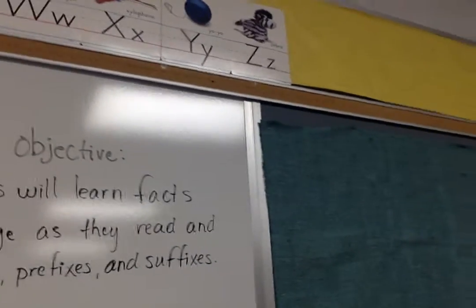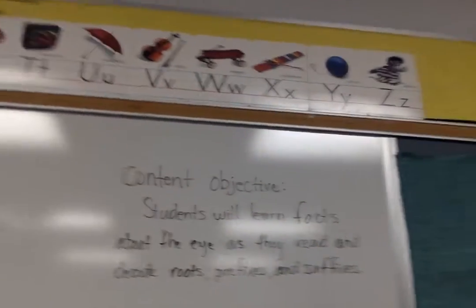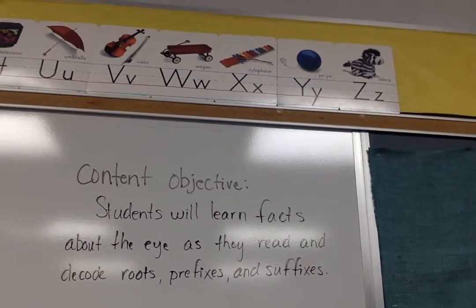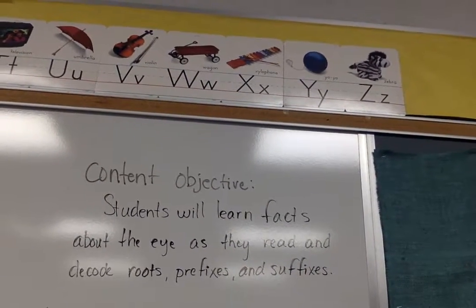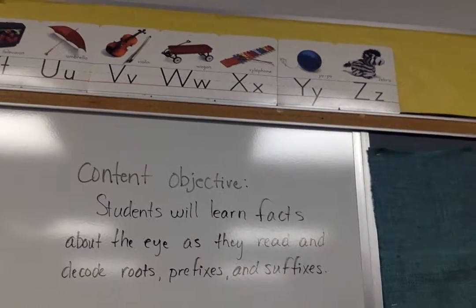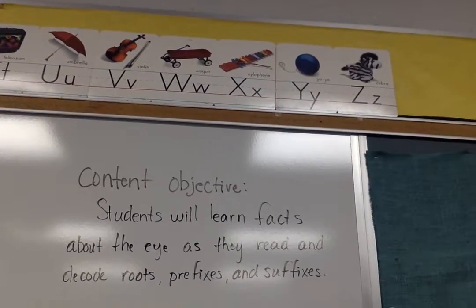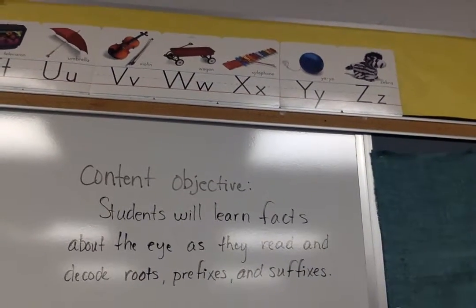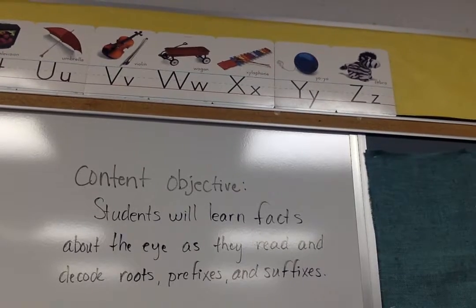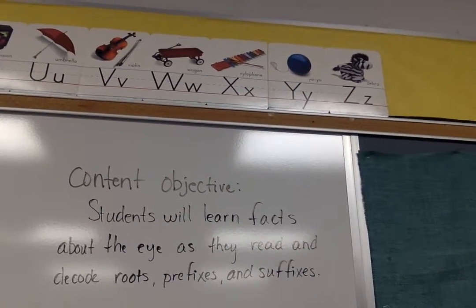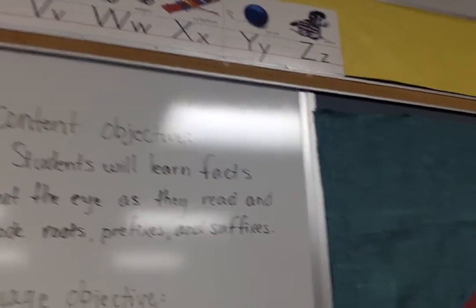First of all, we have our content objective. It says today, students will learn facts about the eye as they read and decode roots, prefixes, and suffixes. We know about those. Roots are those chunks of a word that we can begin with, and they can help make meaning. Sometimes they come from Greek or Latin. Prefixes are those things that come before, because pre means before. And suffixes are those endings. So we're going to watch for those today. Let's look at our second goal.